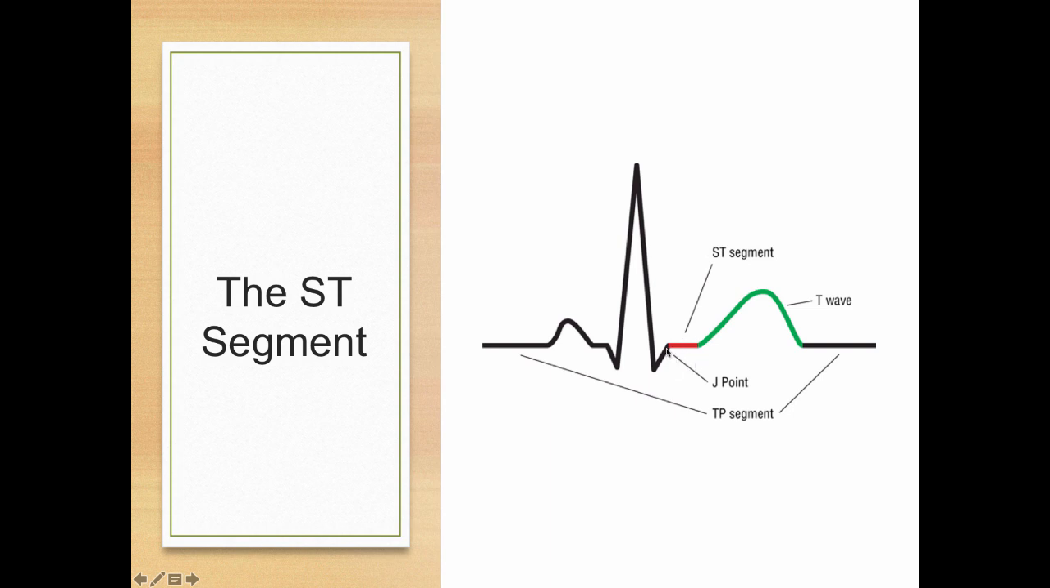It's going to start at the J point, where the QRS meets the ST segment. So it's important to practice finding the J point, and we're focusing just on this little red teeny tiny segment. Our T wave itself is our ventricular repolarization, but right now we're just focusing on that little tiny part in between the QRS complex and the beginning of the T wave.